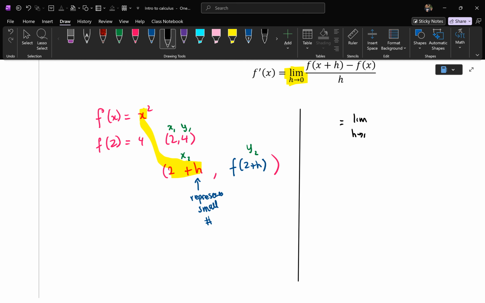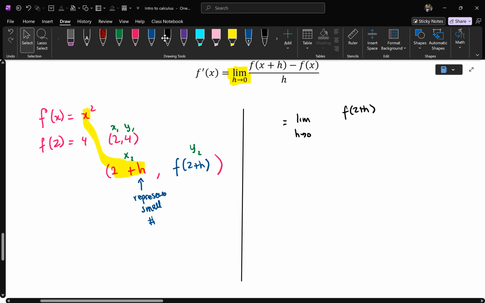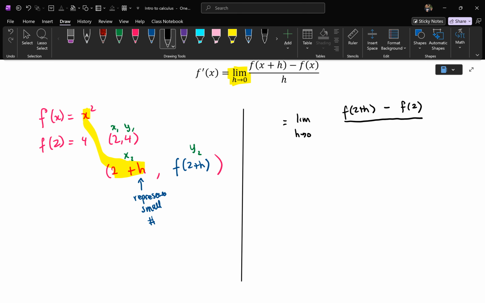Limit of h approaches 0, meaning the h number that you're picking is going to be a very small number. We just don't know what the number is. It's just very small. You said f of x plus h, which is f of 2 plus h, because I'm picking the second point to be really small, so that's y2, minus y1, which is f of 2, divided by x2, which is 2 plus h, minus x1, which is 2.